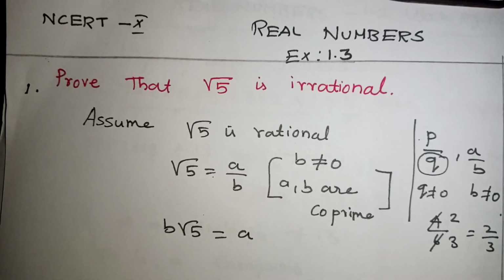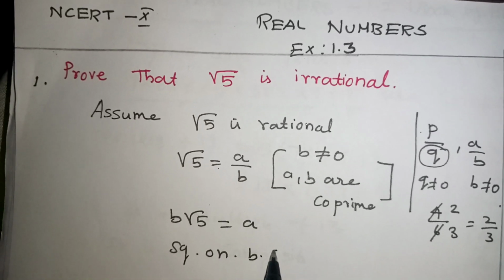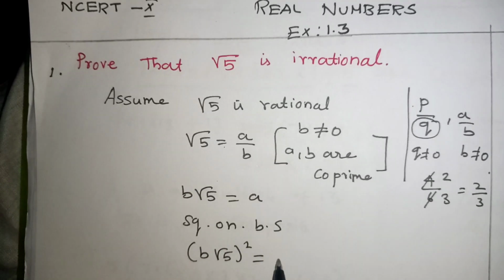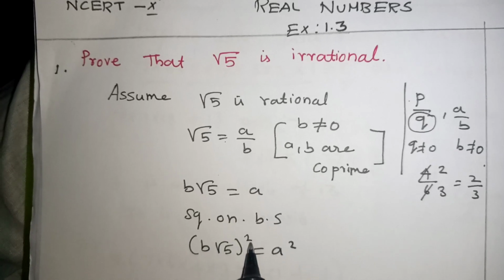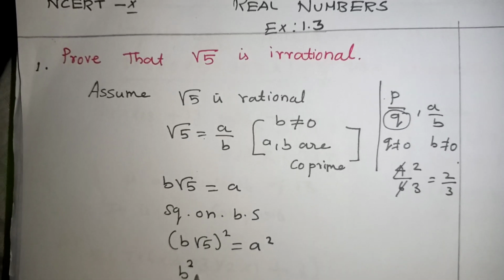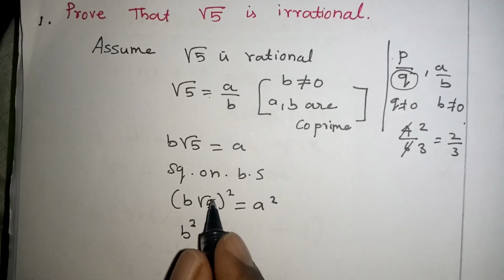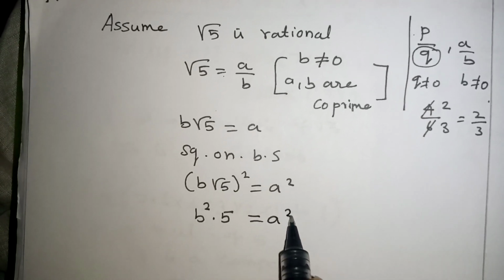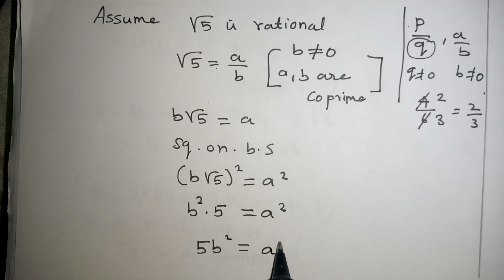Just do the square on both sides. So during the square, B root 5 the whole squared equals A squared. So when you are squaring, the square will go to B as well as to root 5. So I can write this as B squared into root 5 squared, and root 5 into root 5 will give you 5. Or the square and square root will get cancelled, like that also we can say, which is equal to A squared. So this is 5B squared equal to A squared.